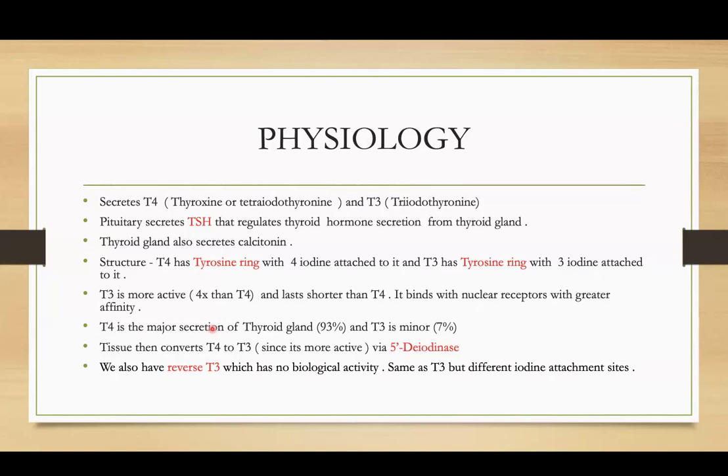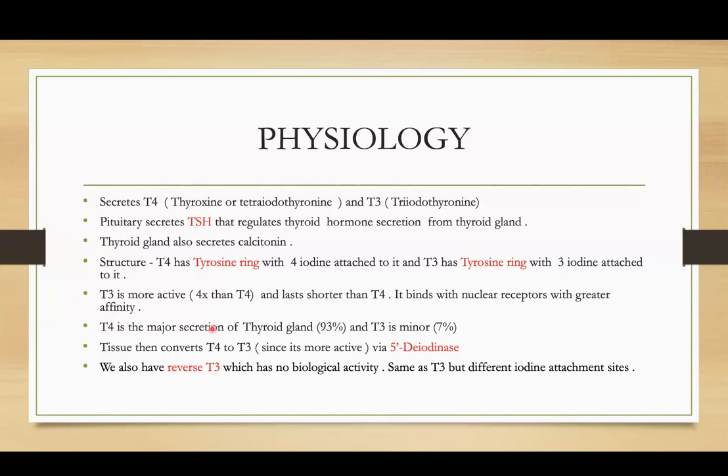So it has less half-life, basically lasts less in the blood. But it binds with the nuclear receptors with greater affinity, which means basically when these T3 and T4 go to cells and they go to the receptors, the T3 is going to bind more strongly than the T4. But the T4 actually lasts longer, and it's the major secretion of the thyroid gland.